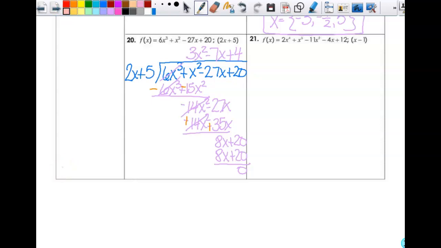And again, your remainder should be 0 because you know it's a factor. So the first step of your factored form, f of x equals, so I've got 2x plus 5 times 3x squared minus 7x plus 4. Then I need to factor that second one.